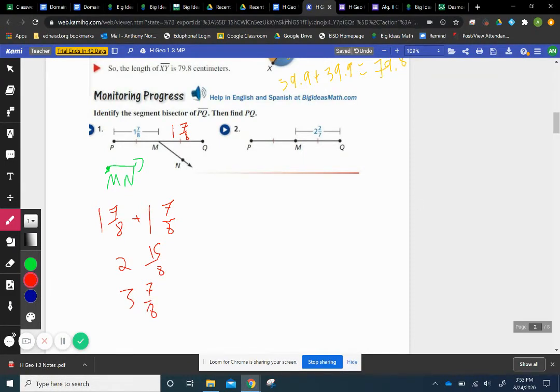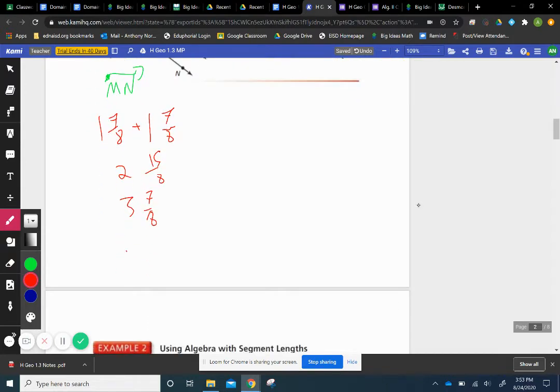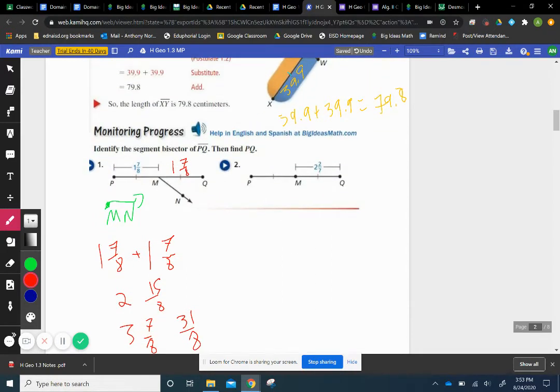Or maybe you use a decimal, so that's going to be 3.875. Or maybe you have this as an improper fraction. So 3 is 24, plus 7, is 31 over 8. All equivalent. Remember, we're going to want this in simplified form for quizzes and tests.